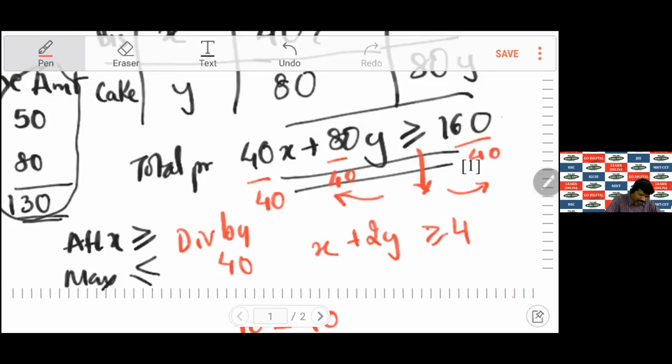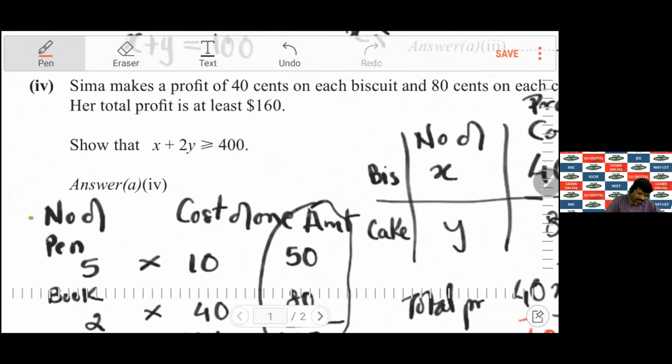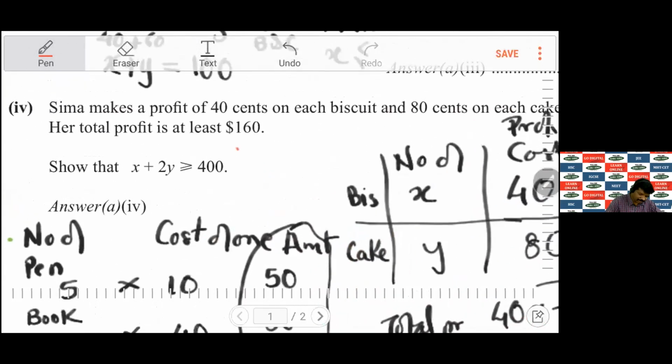This is also right. You want to make the equation simple, so you make it simple here. You are having it like this. See, this is your answer.